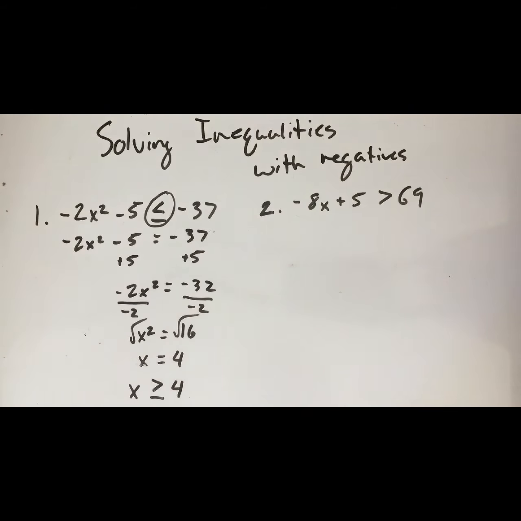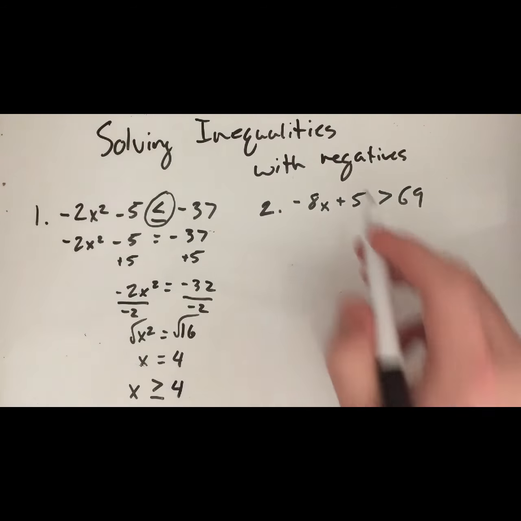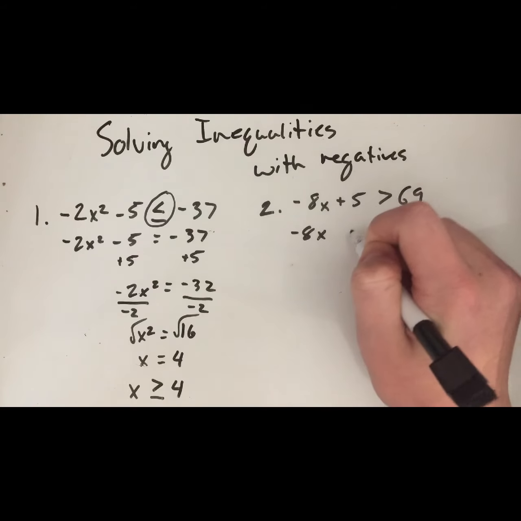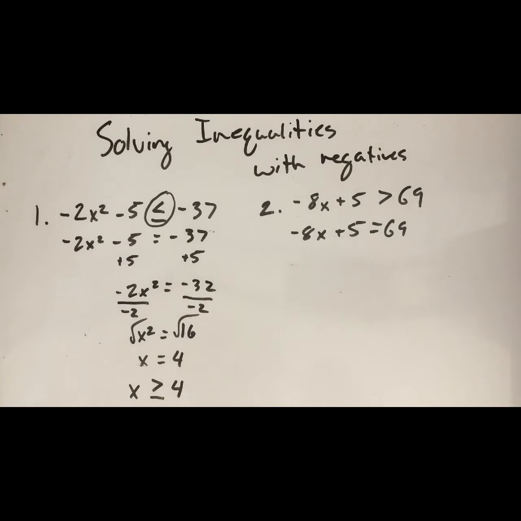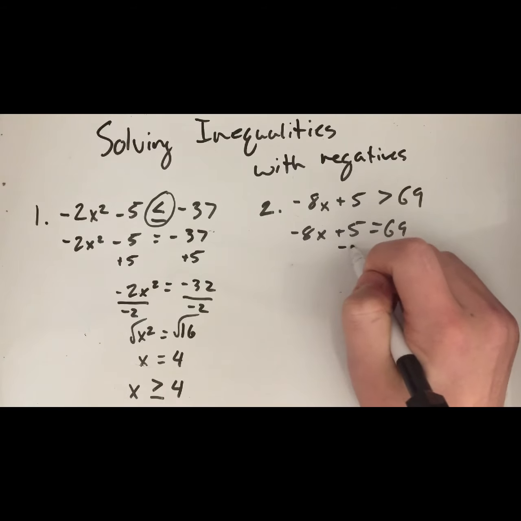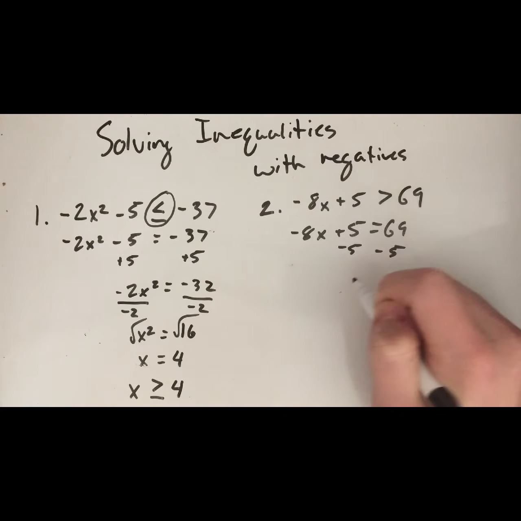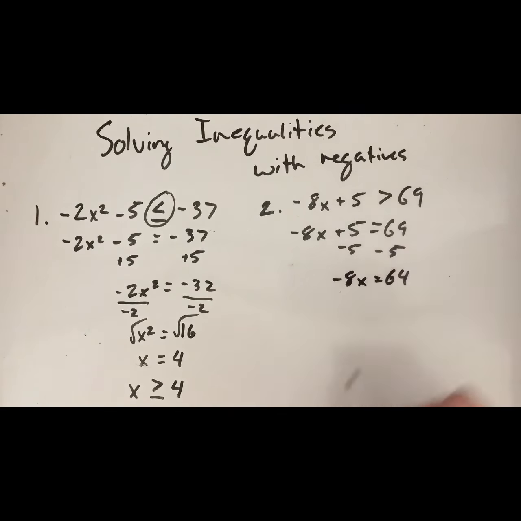Now over here onto our next problem. Pretty simple. Change it into algebra. Equal to 69. All right. First thing you want to do is get rid of this 5, right? Minus 5 minus 5. Negative 8x is equal to 64.